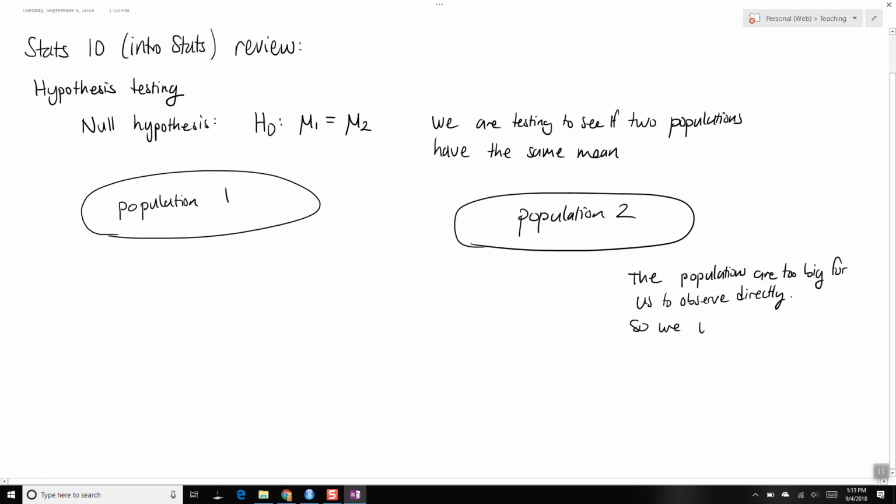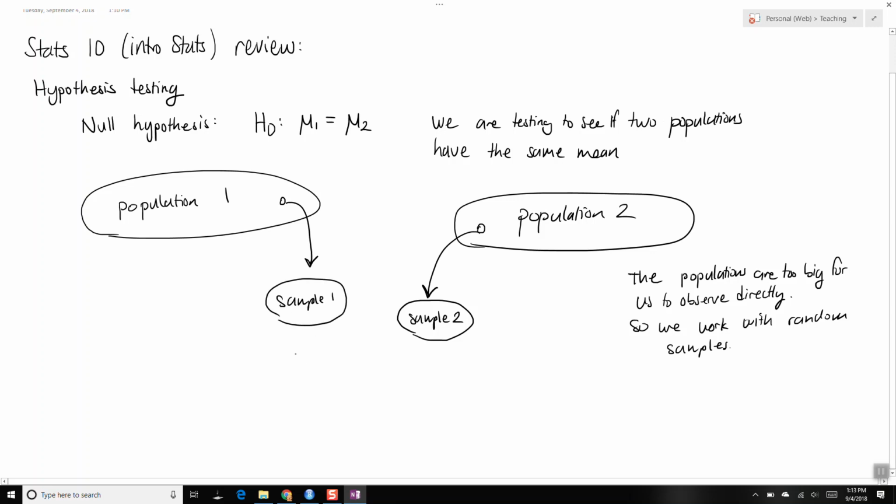So we work with samples. We work with random samples. From population 2, we draw sample 2, and then from population 1, we draw sample 1. Sample 1 produces mean 1 and standard deviation 1. Sample 2 produces x bar 2 and standard deviation 2.